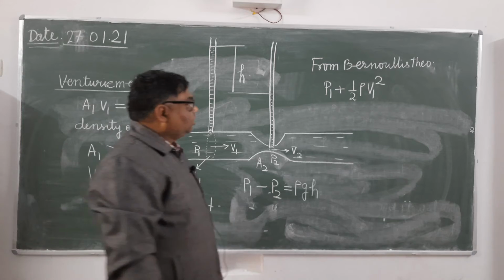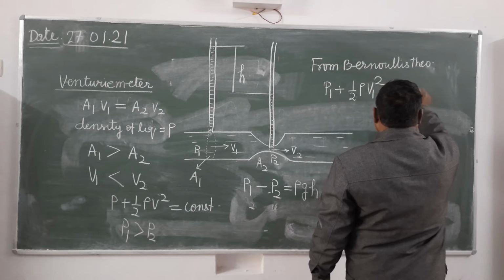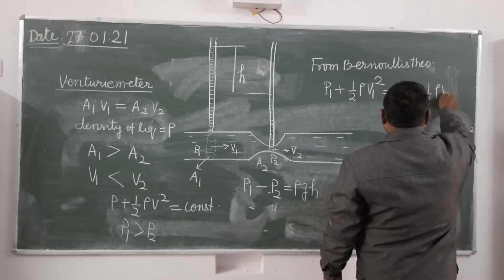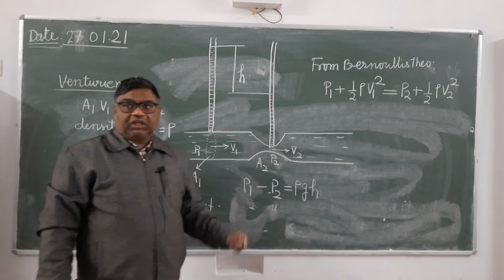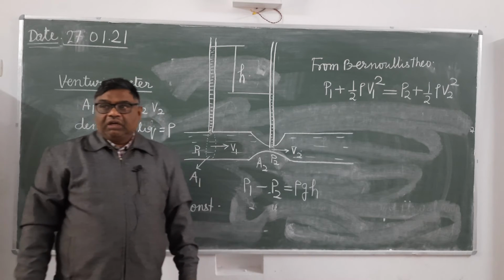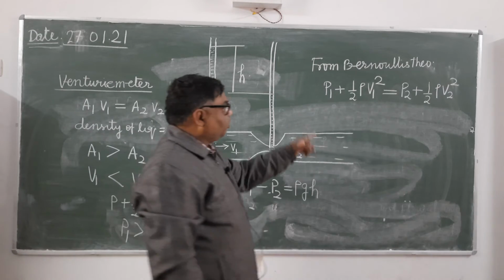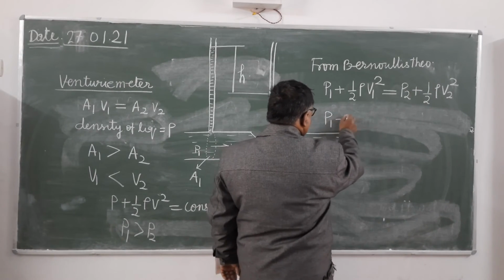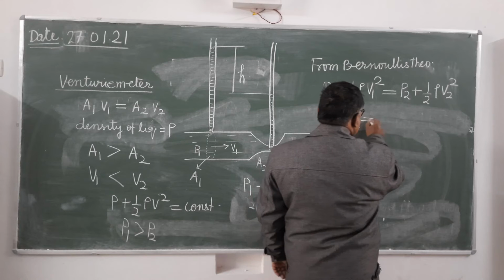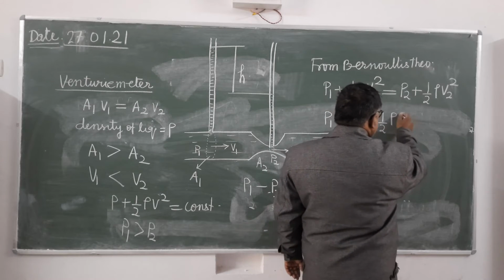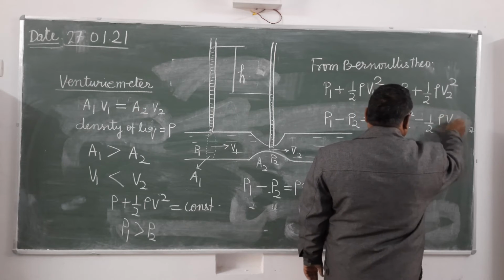Is it clear? So see here, from Bernoulli's theorem, P1 plus half rho V1 square equals P2 plus half rho V2 square. There is no term of rho gh. Why? Because height is the same. The tube is arranged horizontally. So what will be P1 minus P2 from here? Why do we write P1 minus P2? Because P1 is greater. So it will be equal to 1 upon 2 rho V2 square minus 1 upon 2 rho V1 square.